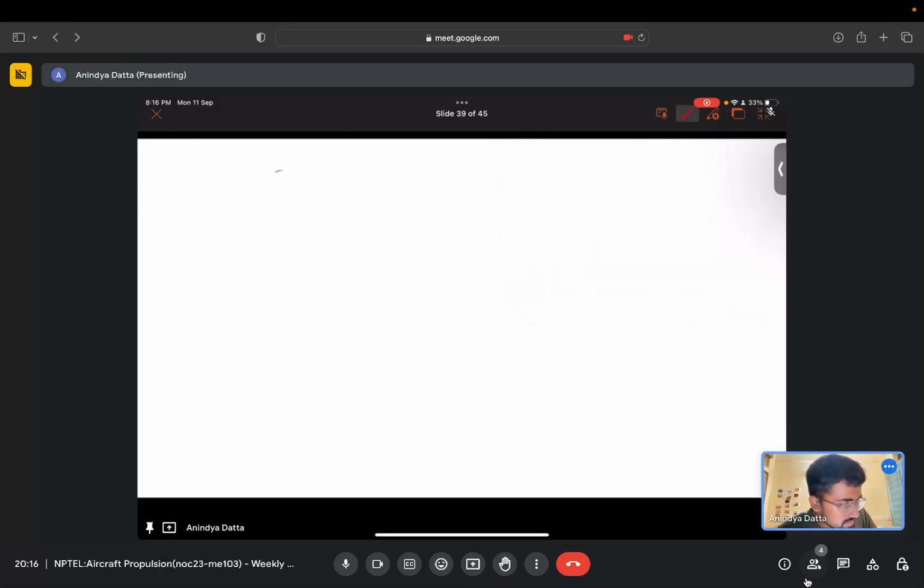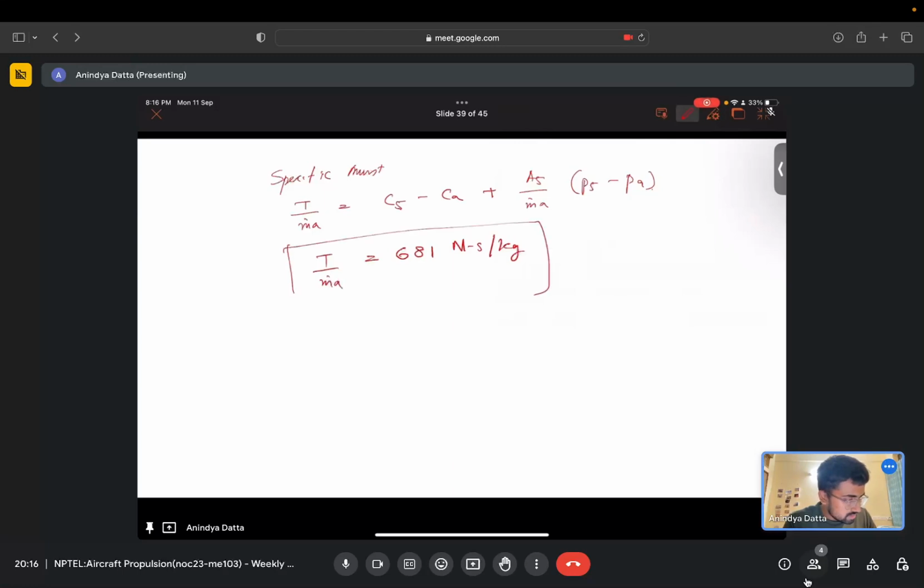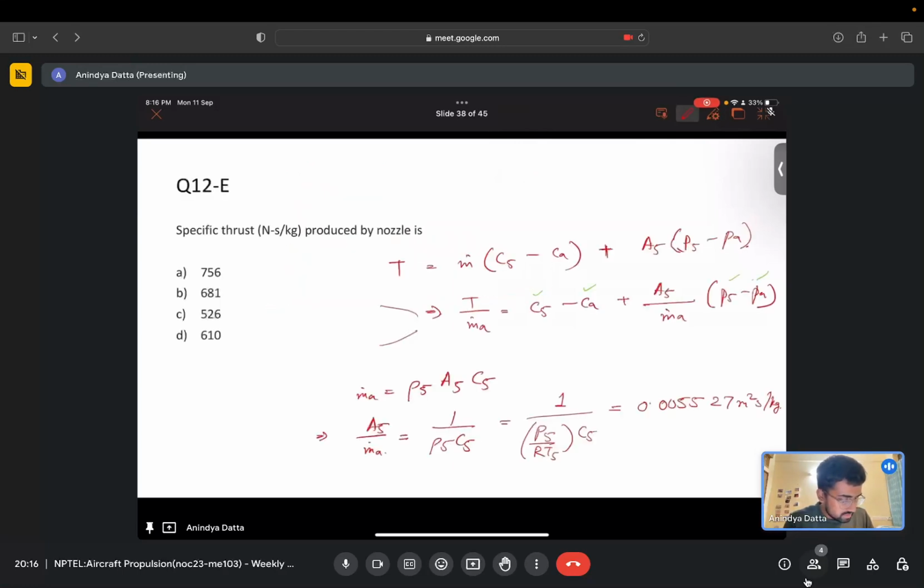So now specific thrust is T by m dot A, that is C5 minus Ca plus A5 by m dot A times P5 minus Pa. Here we know all the values, so when we put them in, it will come around 681 Newton second per kg. This is our specific thrust, so that is option B.